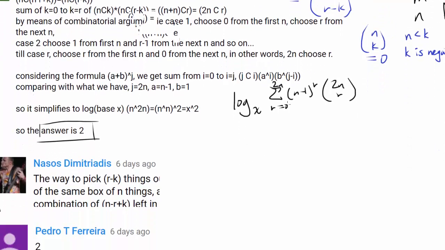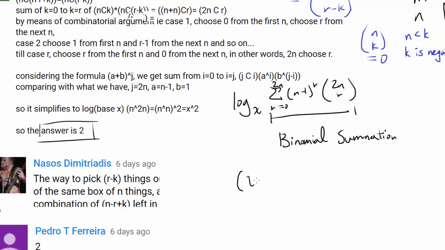So what do we do now? We somehow want to simplify the summation, and maybe you recognize this as a binomial summation. From the binomial theorem, you may recall that (x plus y) to the n-th power is equal to the summation from k equals 0 to n of n choose k times x to the k power times y to the n minus k power.